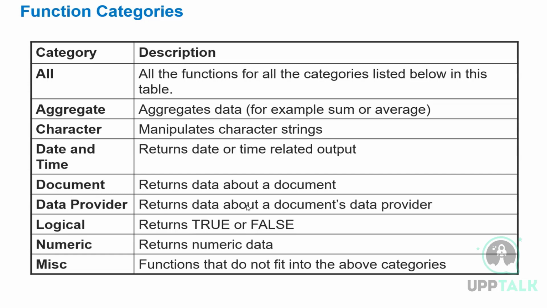Data provider returns data about a document's data provider, like the universe name we are using, those kinds of details. Logical returns true or false. Logical is like a boolean, it is 1 or 0. If the condition is matching, it is true, otherwise it is false, 1 or 0. Numeric returns numeric data. Miscellaneous functions do not fit into the above categories. So these are the types of function categories that are available in Business Objects.